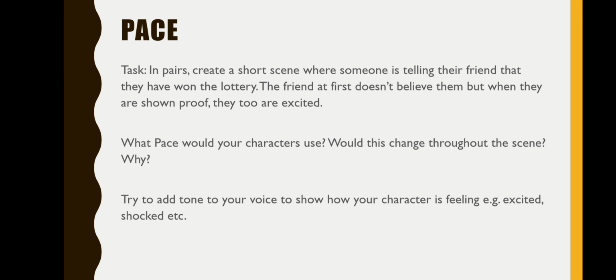Task. In pairs, create a short scene where someone is telling their friend that they have won the lottery. The friend at first doesn't believe them, but they are shown proof and then they too are excited. What pace would your characters use? Would this change throughout the scene? Try to add tone to your voice to show your character's feelings, for example, excited and shocked. Pause the video here to rehearse your scenes.